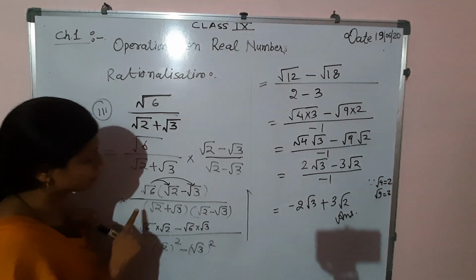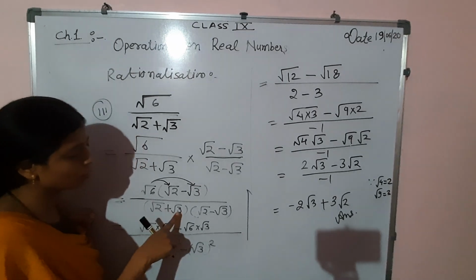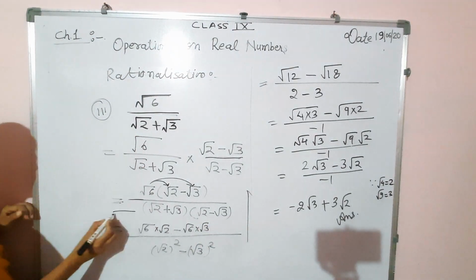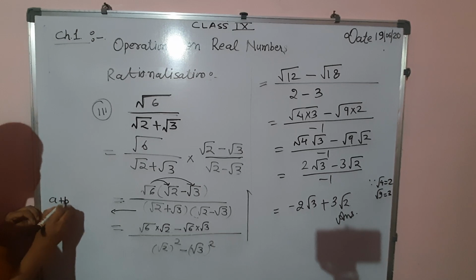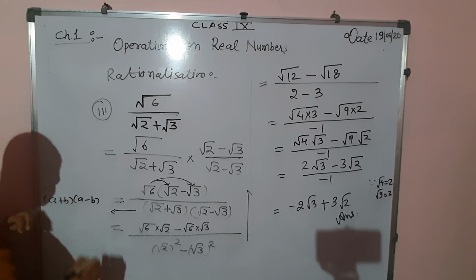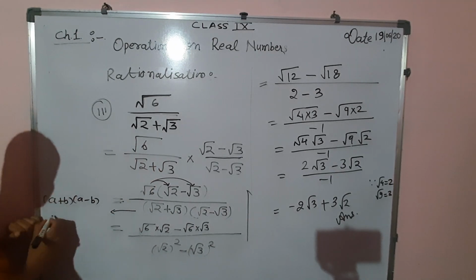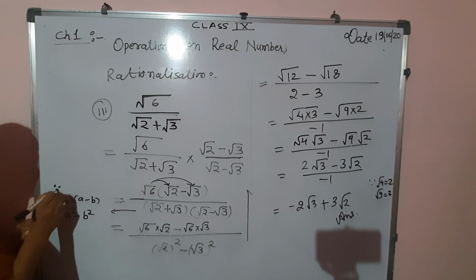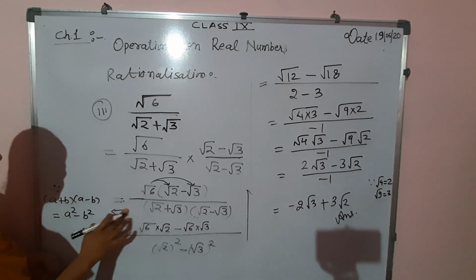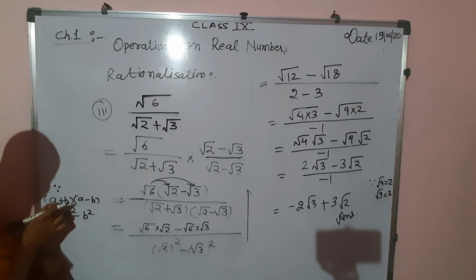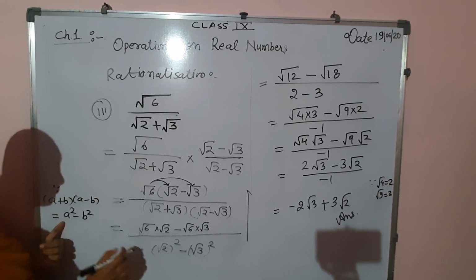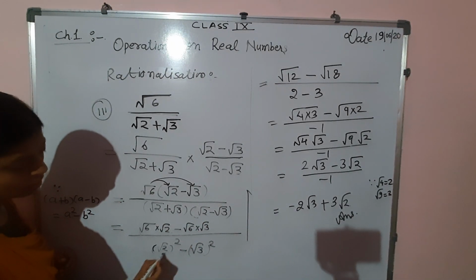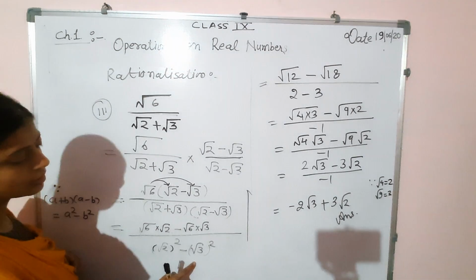Now look at the denominator. This is root 2 plus root 3, root 2 minus root 3. Here we get one formula. Which formula? A plus B and A minus B. These terms are in the form of A plus B and A minus B, so we can apply the formula A square minus B square. By this formula, root 2 plus root 3 times root 2 minus root 3 is equal to root 2 square minus root 3 square.